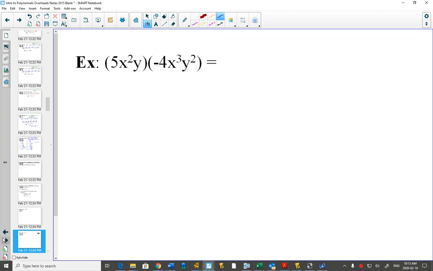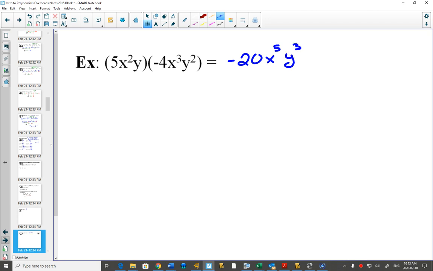And the last example, lots of variables. Step 1, what's the number in front going to be? We have 5x squared y here, negative 4x cubed y squared. Perfect, negative 20. Then how many x's? 5. X to the 5.